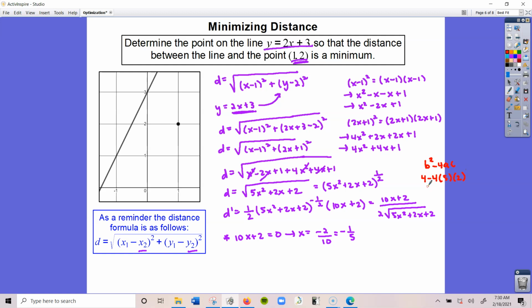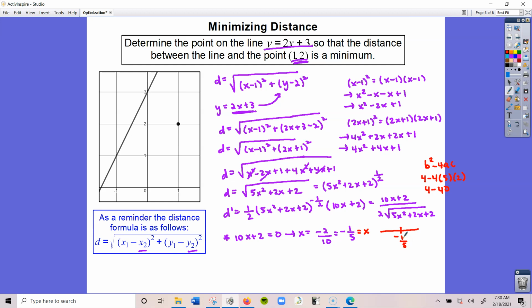And you can see that this is 4 minus 40, which gives me a negative number inside of the square root if I were to use the quadratic formula. So the denominator is never going to equal 0, making negative 1 over 5 my only critical number. So we're going to verify that this is indeed a minimum.